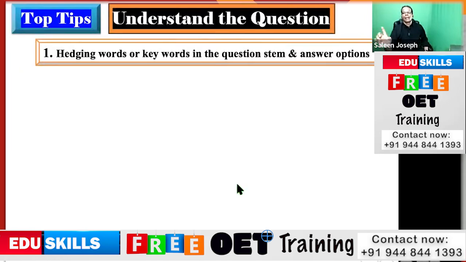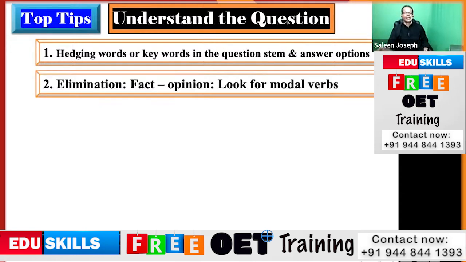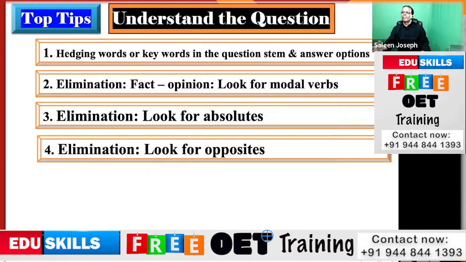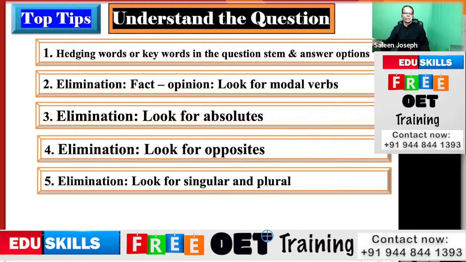Top tips, understand the question. I am giving you certain steps to understand the question. Hedging words or keywords in the question stem and answer option, we already said. Second one, elimination: fact, opinion, look for modal verbs. We have seen that already. Third one, elimination: look for absolutes. If they give absolutes, we'll see some examples, those options can be immediately eliminated. Fourth, elimination: look for opposites. If there are two opposites, the other two options are automatically eliminated. Then you have to look for the correct one among the opposites.